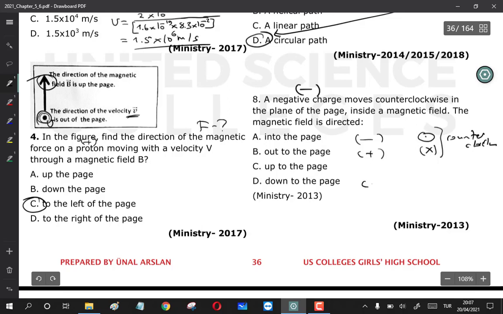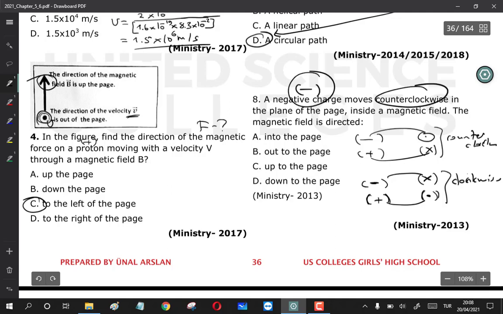So if the charge is negative, the magnetic field is out of the page, and these signs are almost opposite. If the charge is positive, the magnetic field is into the page. In the other case, the charge is negative with the magnetic field into the page, or the charge is positive with the magnetic field out of the page. So this circle is clockwise, and they are almost opposite, clockwise and counterclockwise. So if it is negative and counterclockwise, we should check the negative dot. So the magnetic field must be out of the page.